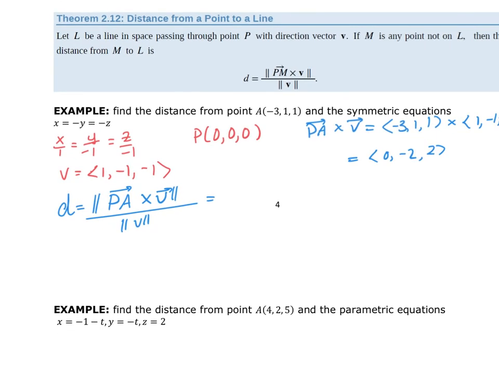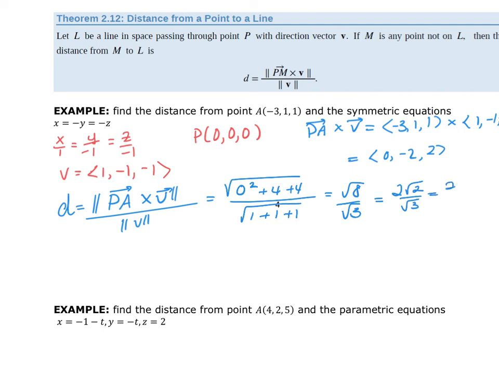So I'm going to go back and find the magnitude of this. The magnitude of this cross product is going to be the square root of 0 squared plus 4 plus 4, divided by my magnitude of V. My magnitude of V is going to be the square root of 1 plus 1 plus 1. So I end up with the square root of 8 over the square root of 3. And I can clean that up if I want. I can write this as 2 square root of 2 over the square root of 3, or I can write it as 2 times the square root of 6 over 3. I'm actually okay if you leave it like this. You don't have to do anything fancy. I'm fine with that.